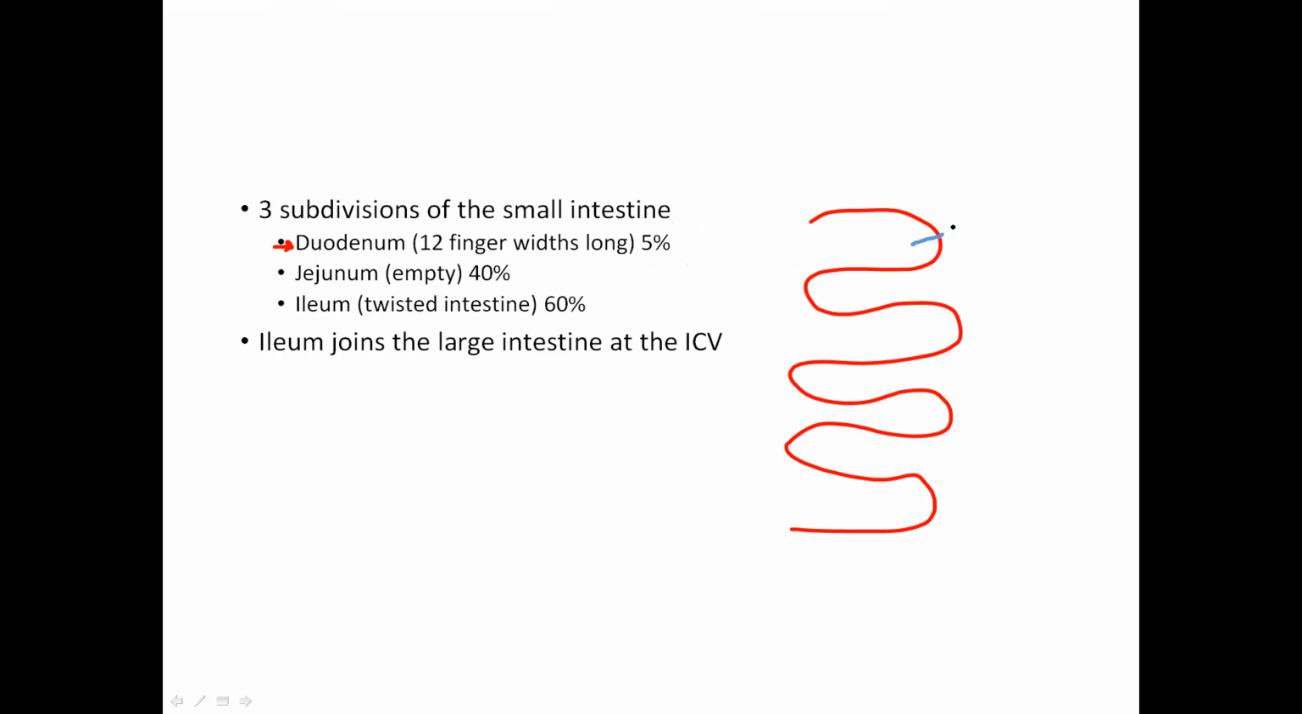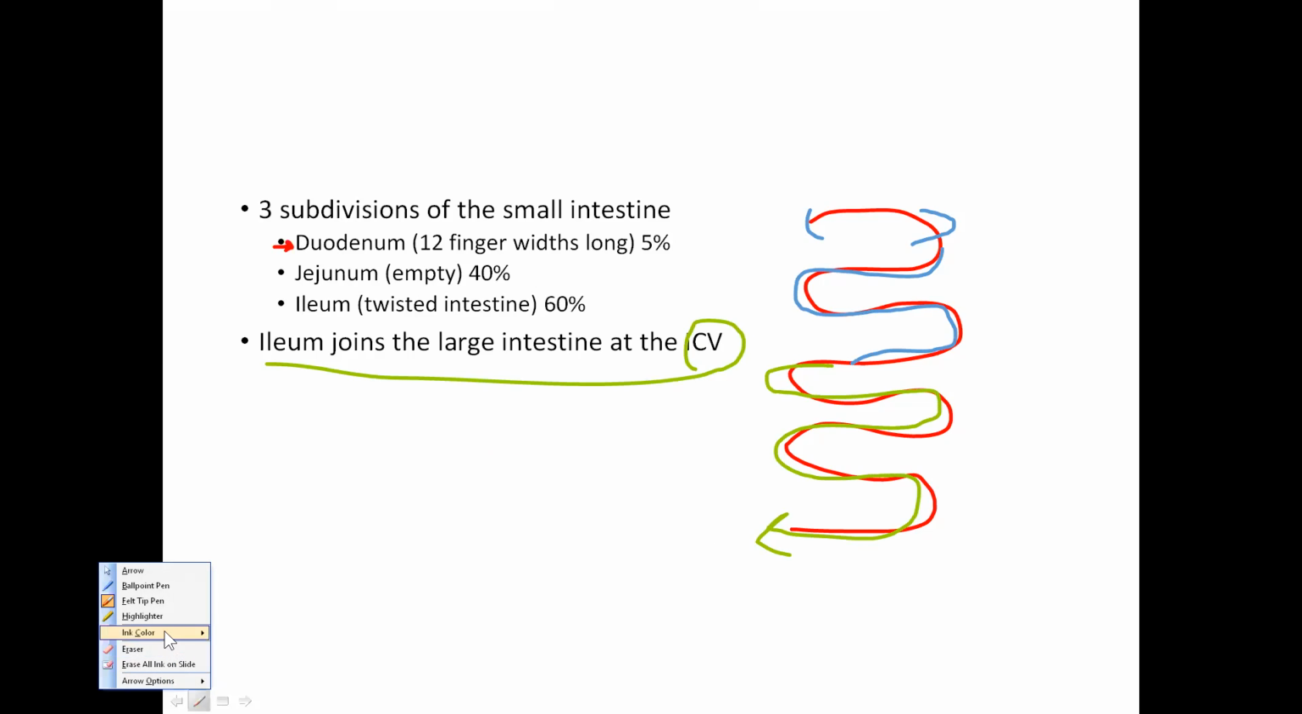the first part of it is the duodenum, and then the next part is the jejunum, and then the next part is the ileum. And the ileum is what connects to the large intestine. So the ileum joins the large intestine at the ileocecal valve. The ileocecal valve.